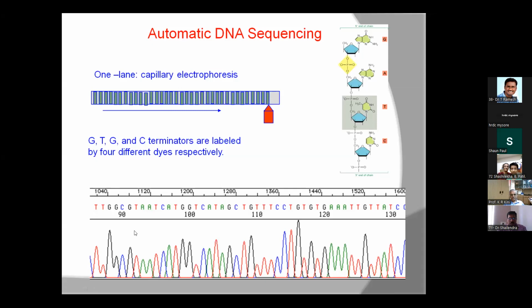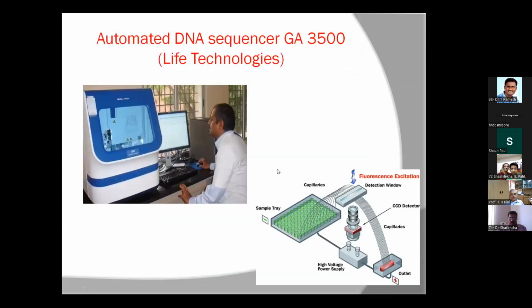So we get what is called the chromatogram. Each peak indicates a particular base, and it can be read. So automated DNA sequencers like the ABI 3100 from Applied Biosystems came up. You have the single capillary machine, the 8 capillary systems, then the 96 capillary system, and then the 384 capillary system. All these high throughput systems came up for separation and then for analysis using fluorescence.